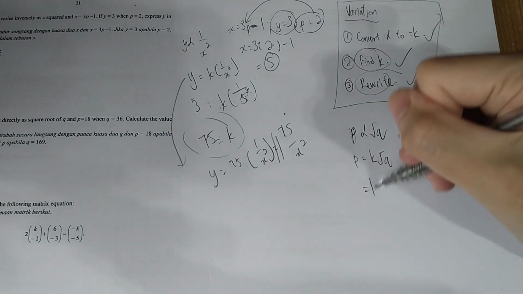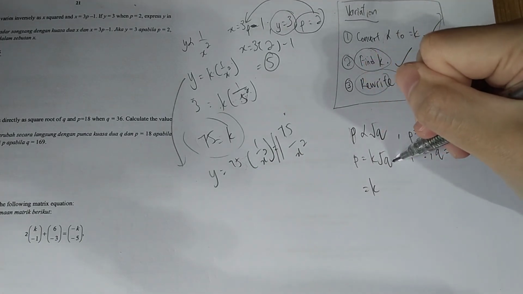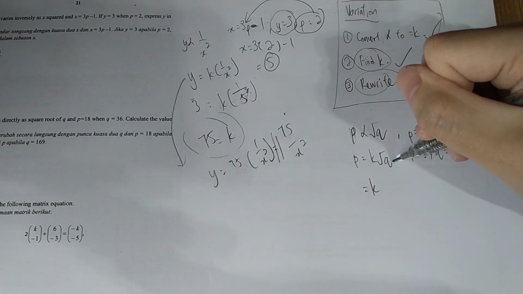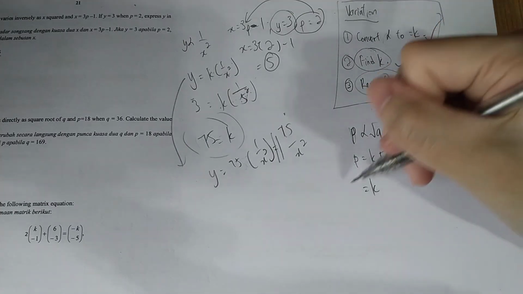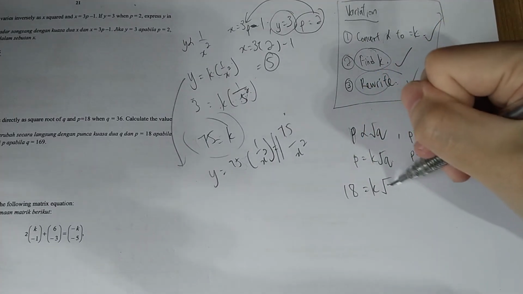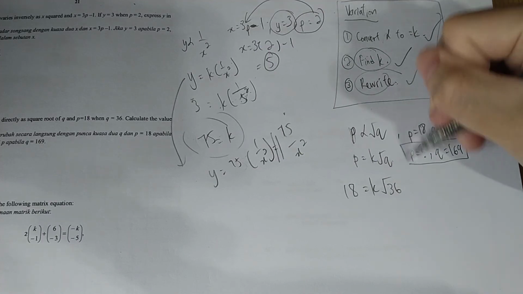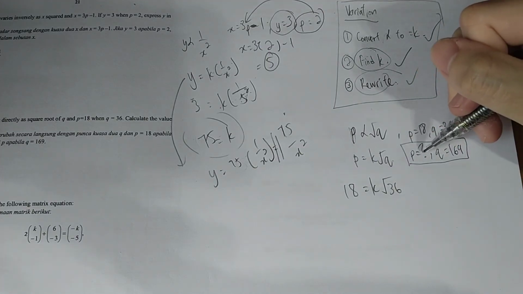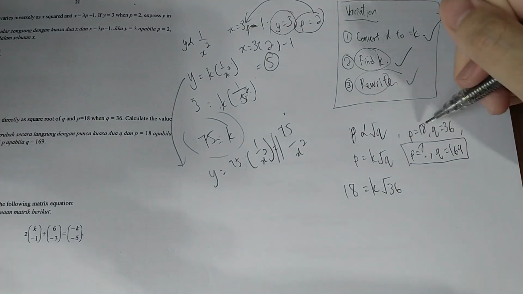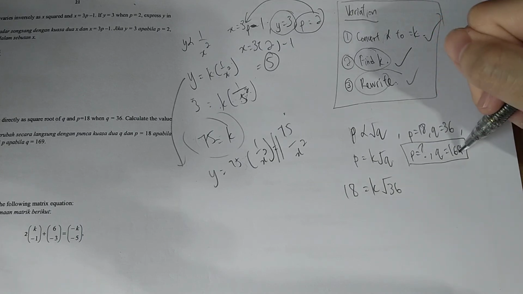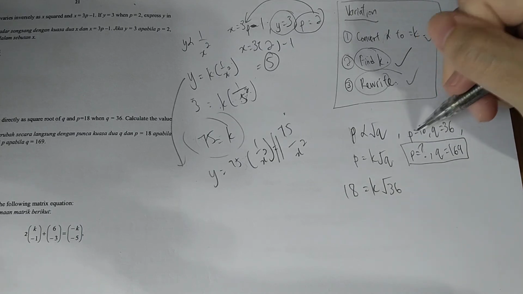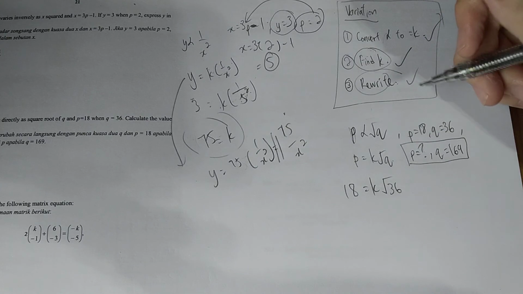So, step number 2. Find k. How to find k? Masukkan P and Q. And believe me, they will always give you in the question. They mesti akan bagi P and Q. So, P is 18, Q is 36. Nampak? Okay, kenapa tak boleh masuk yang ni? Kalau you masuk ini, P dia tak bagi, bro. So, you cannot masuk yang ni. And you cannot masuk P is 18, Q is 169. Tak boleh. Because they already say P equals to 18 when Q is 36.